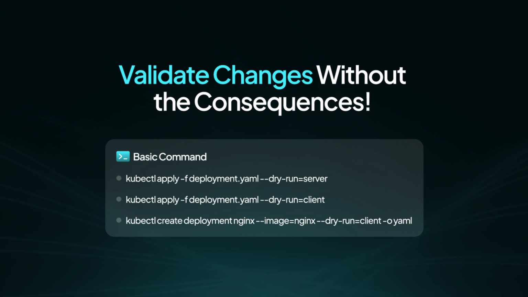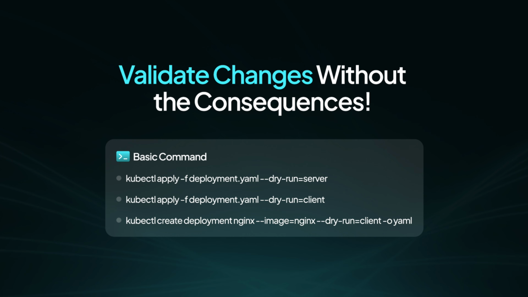First, we can see on the slide, we have kubectl apply -f deployment.yaml --dry-run=server. When you use the dry run flag with server, the Kubernetes API server performs a full validation of your manifest, including admission controllers, just as if it were a real request.